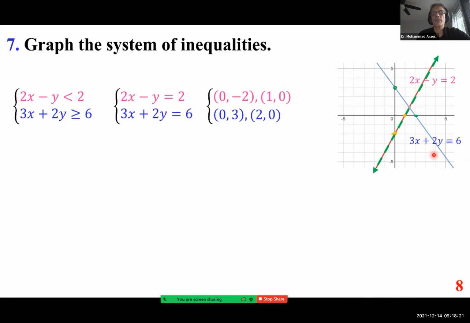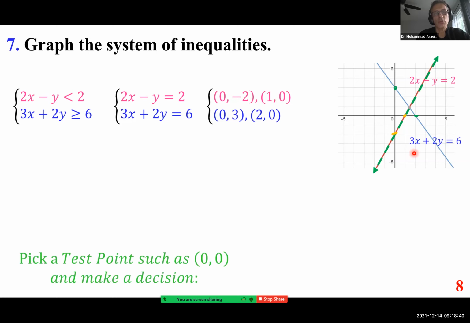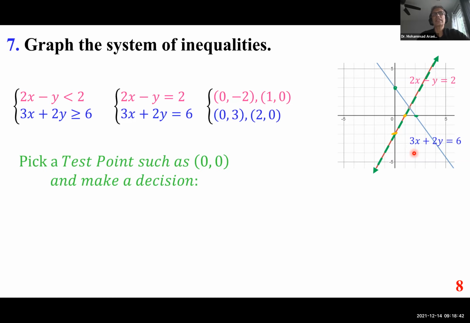So that's an equation. Now, which side is the solution? Bear in mind there are two lines, therefore it gives us 4 regions. Okay, this is 1, 2, 3, 4 regions. However, just treat them separately, one by one, and pick a test point that is not on any of the lines. For example, 0, 0 would be the best choice since it's not located on any of those lines.